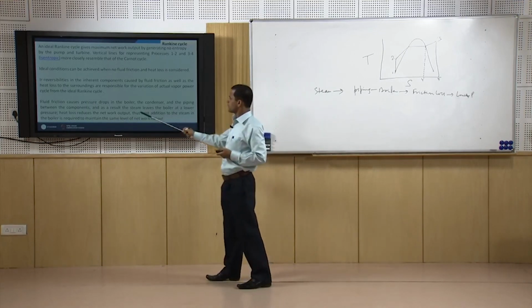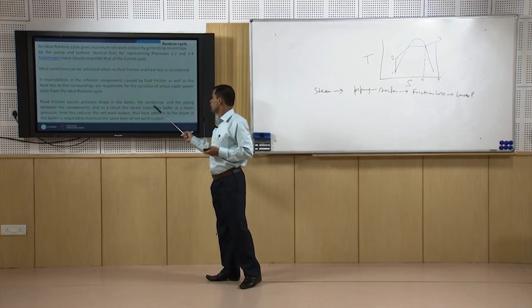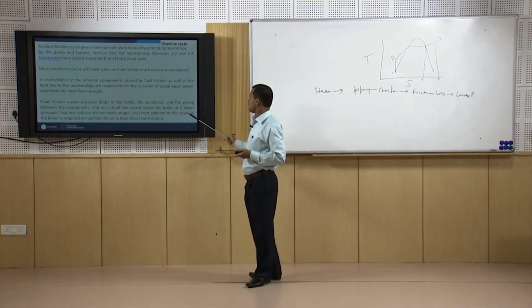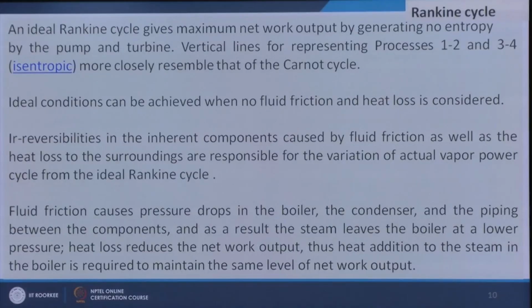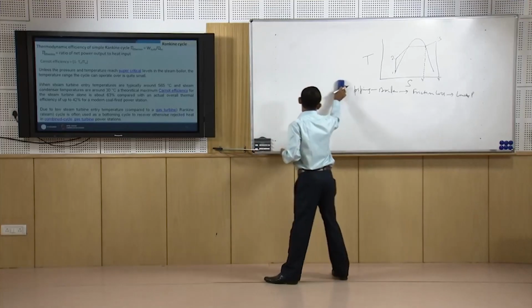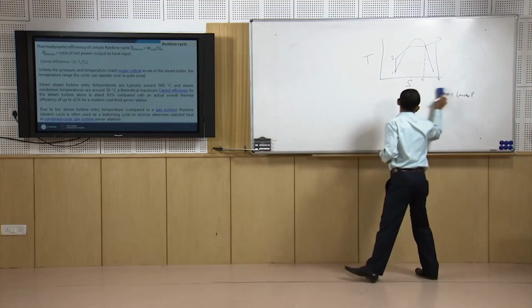Here, the fluid friction causes pressure drops in the boiler, the condenser and the piping between the components, and as a result the steam leaves the boiler at a lower pressure, as we have just discussed. Now, what is the efficiency of this Rankine cycle?